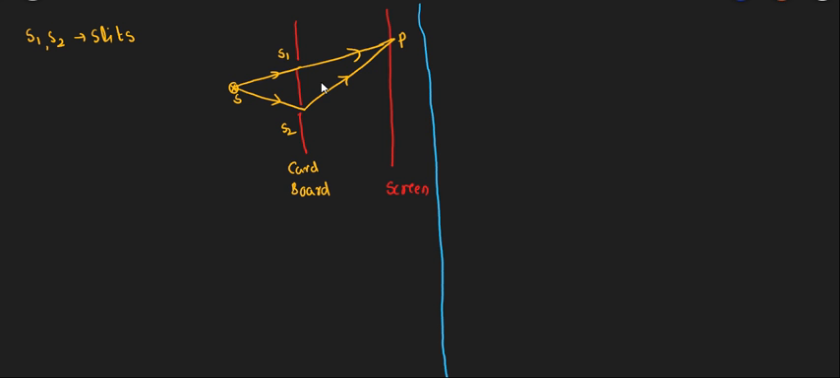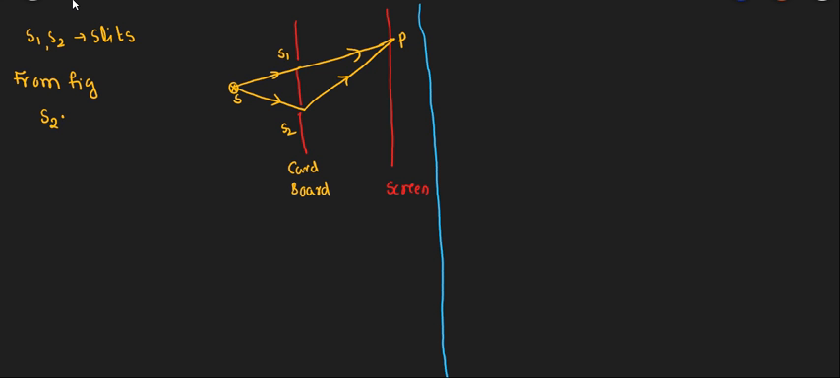And then what is the path difference in the distance traveled? Path difference is nothing but the difference in the distance traveled by the two light waves. The first light ray travels S1P distance to reach the point P, and the second light ray travels S2P distance. The difference in distance, from the figure we write like this.